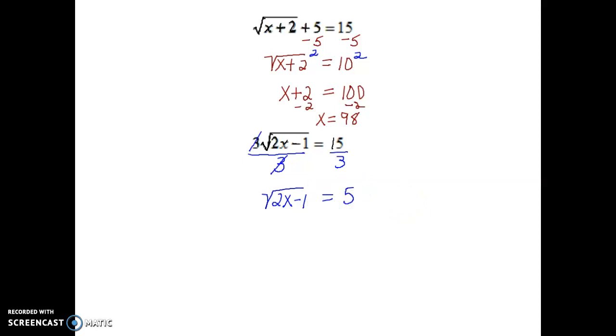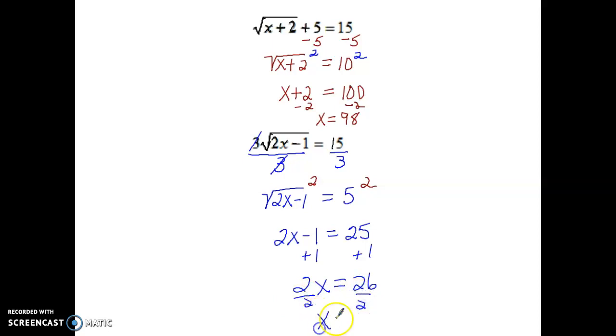Now that my square root's isolated, I can apply its inverse, but I must do that on both sides. On the left side, I would only be left with 2x minus 1. On the right side would be 25. And now I can just finish solving this. I would add 1 to each side to begin with. That means 2x equals 26, and last I would have to divide by 2 on both sides, and my solution would be x equals 13.